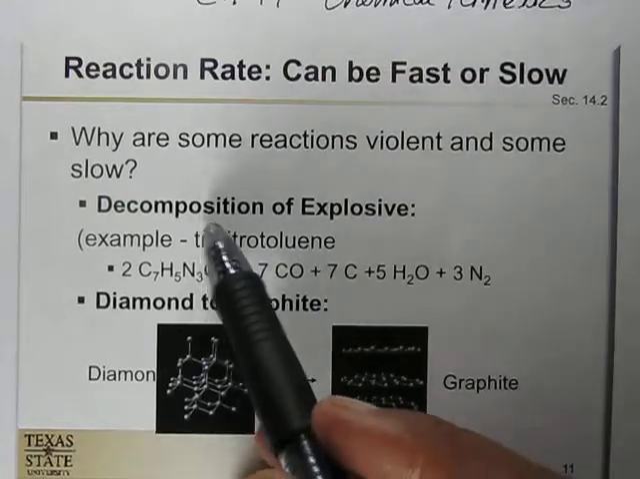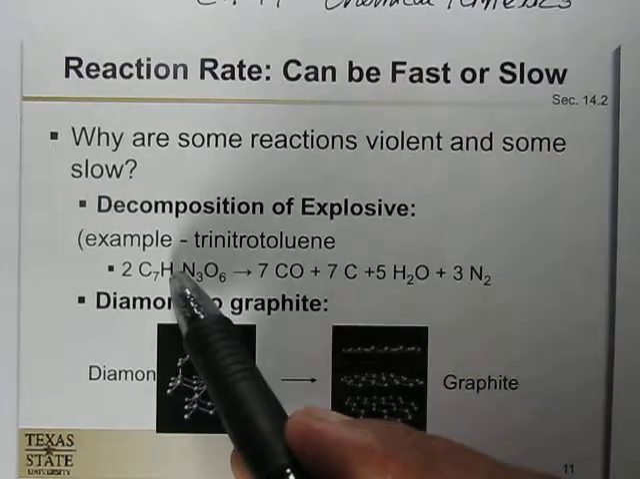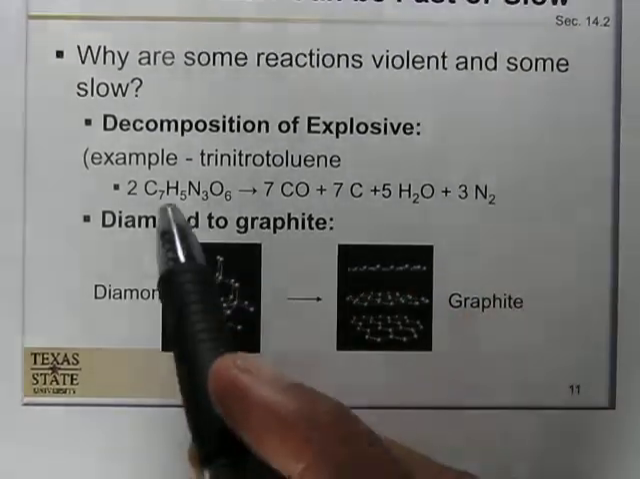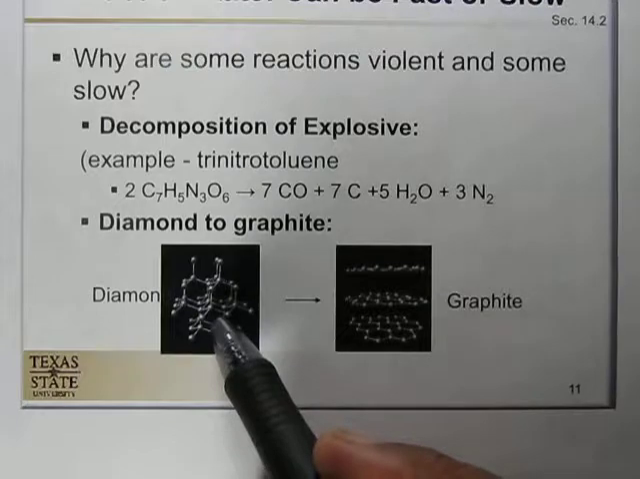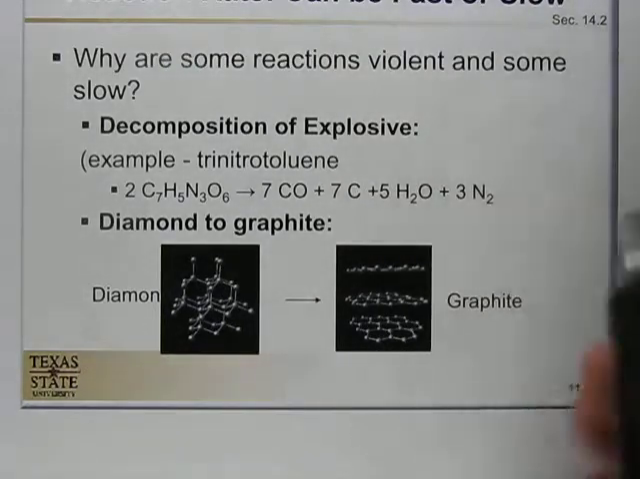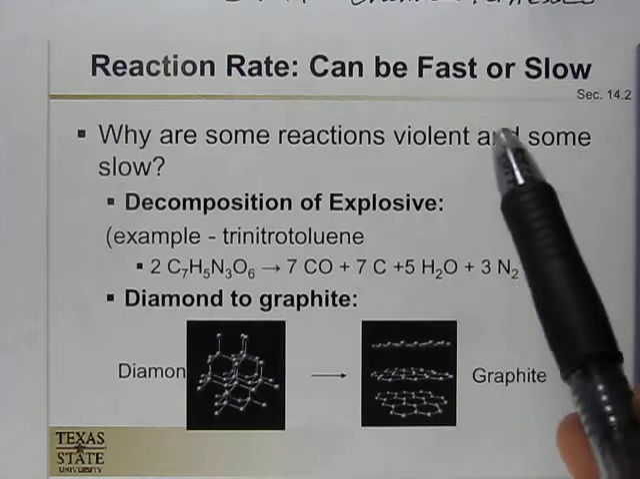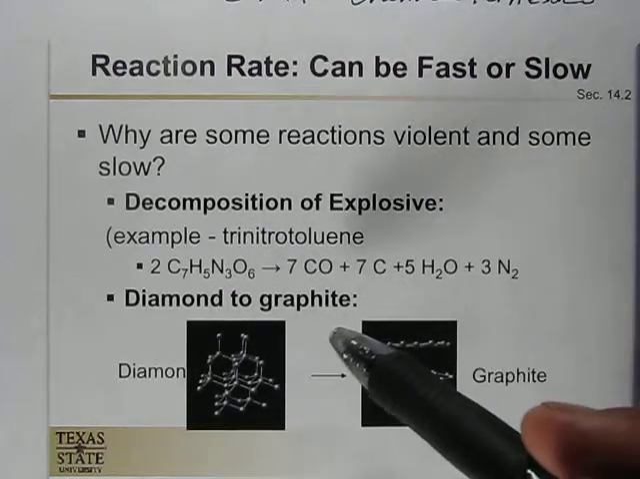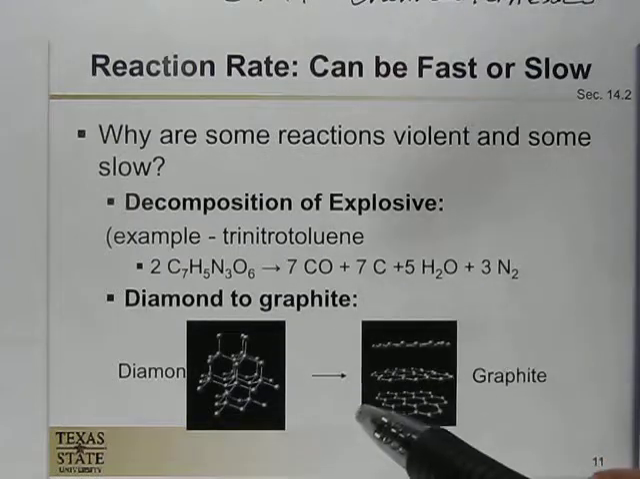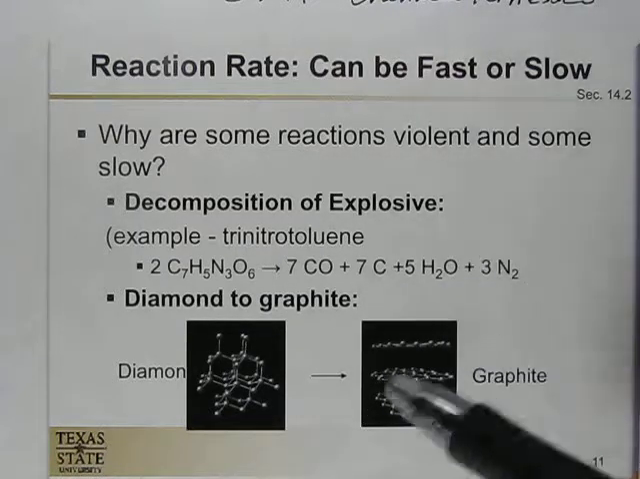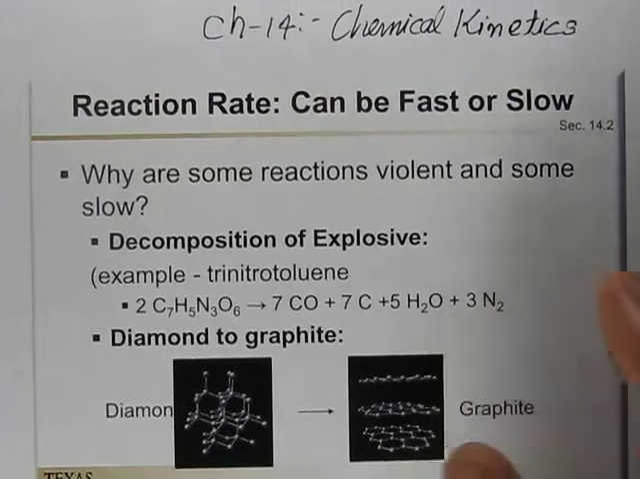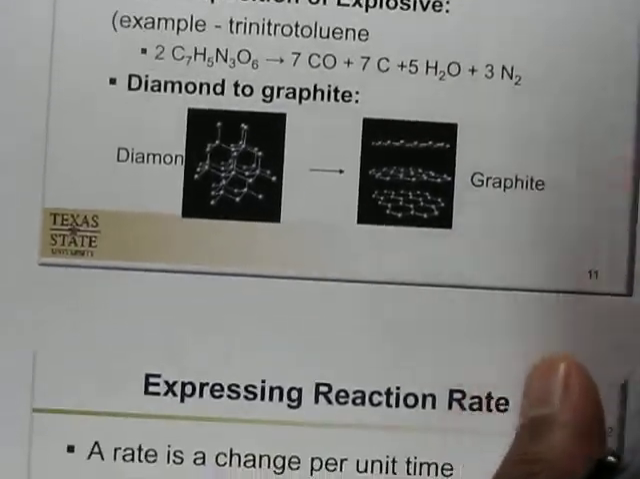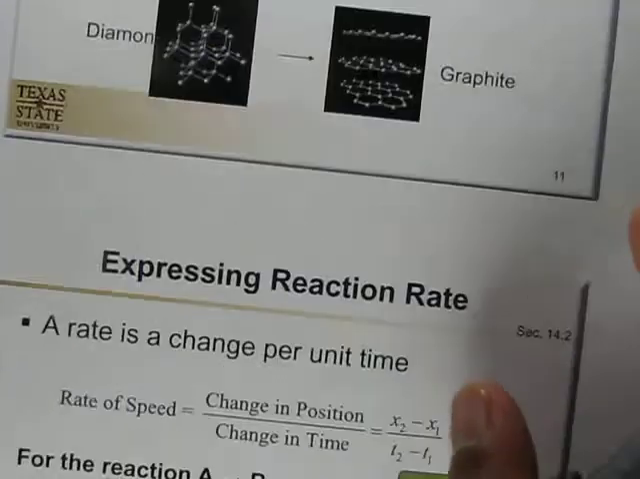For example, the decomposition or explosion of trinitrotoluene happens within a second, and diamond to graphite takes millions of years, right? So we have seen why some reactions are very slow and some are fast. We have seen the four factors that affect the reaction rate, and based on that some reactions are fast, some slow. You can review the previous video. In this video we are going to write the expression of reaction rate.